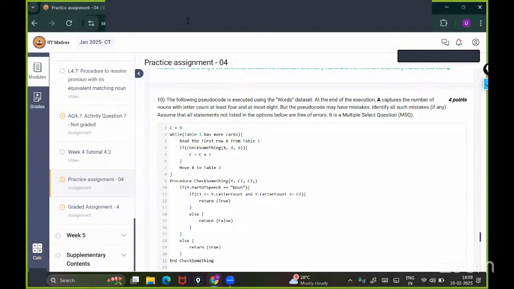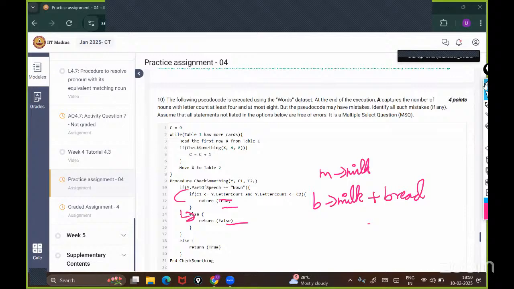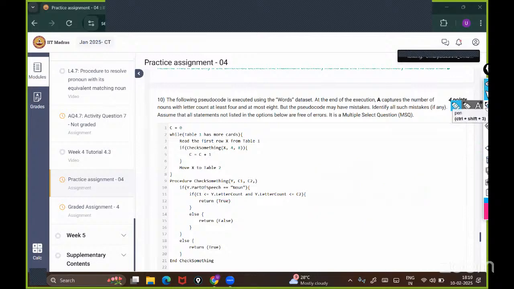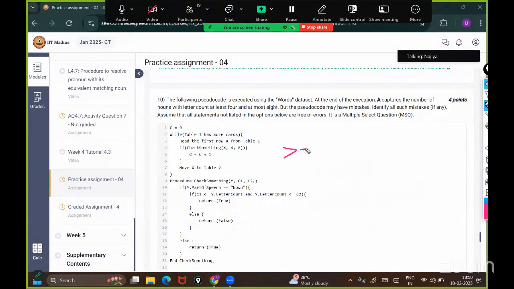So it is given that we have to make use of the words data set. At the end of the execution, A captures the number of nouns with the letter count at least 4. What does at least 4 mean? At least means minimum. So it has to be greater than or equal to 4, right? Okay. So the letter count has to be greater than or equal to 4.